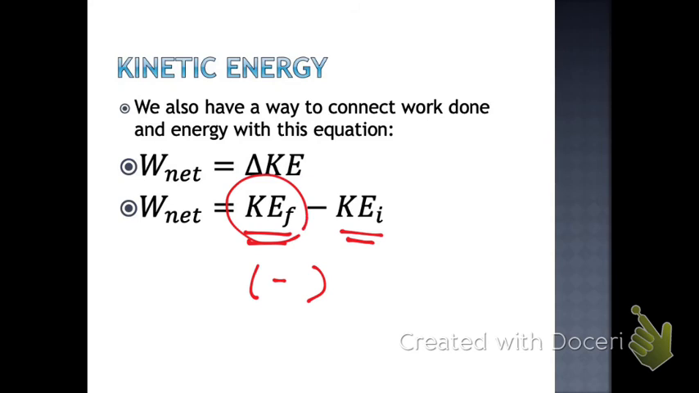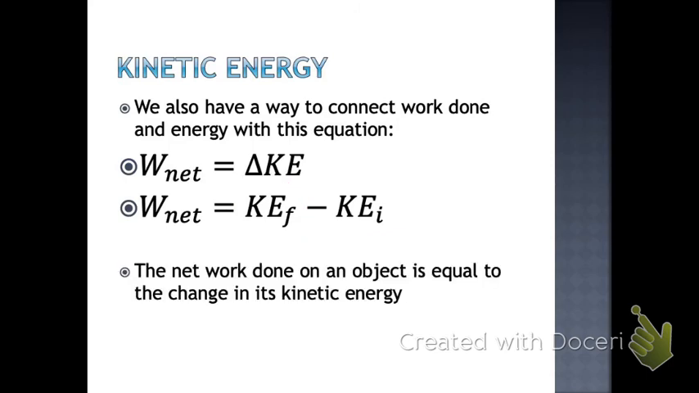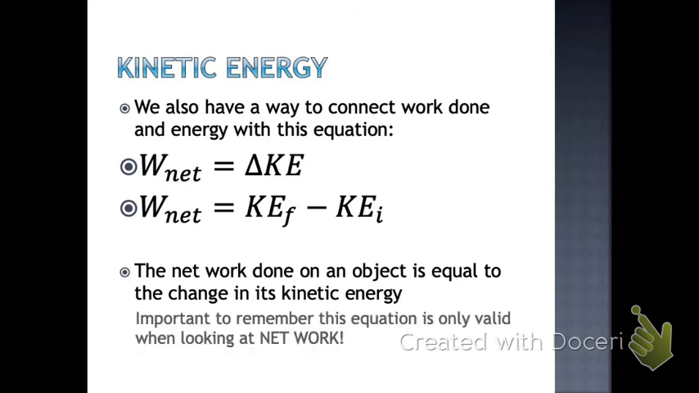Do you see how in your kinetic energy equation, 1/2 mv squared, it's really dependent on velocity because it's a squared velocity? So speed really has an effect on what its kinetic energy is. The net work done on an object is equal to the change in kinetic energy. The important part on this one is that it only applies when we're talking about net work. So we couldn't plug in the work done by gravity and make it work here. It has to be the total, the net work.